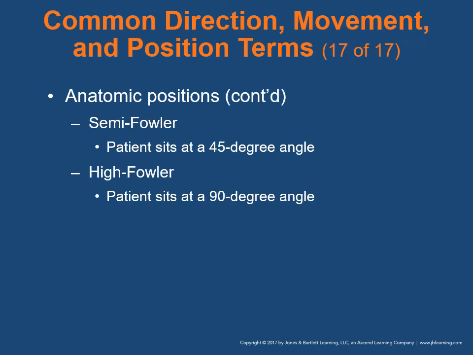Semi-Fowler position, the patient sits with the back of the stretcher at a 45-degree angle. High Fowler position means the patient sits at a 90-degree angle. So you're going to be looking at the head of the cot, like this. Here's the head here. So that's going to be a semi-Fowler's position. A high Fowler's position, in case you don't remember math, 90-degree angle, there's your 90-degree angle. Sitting straight up is a high Fowler position.